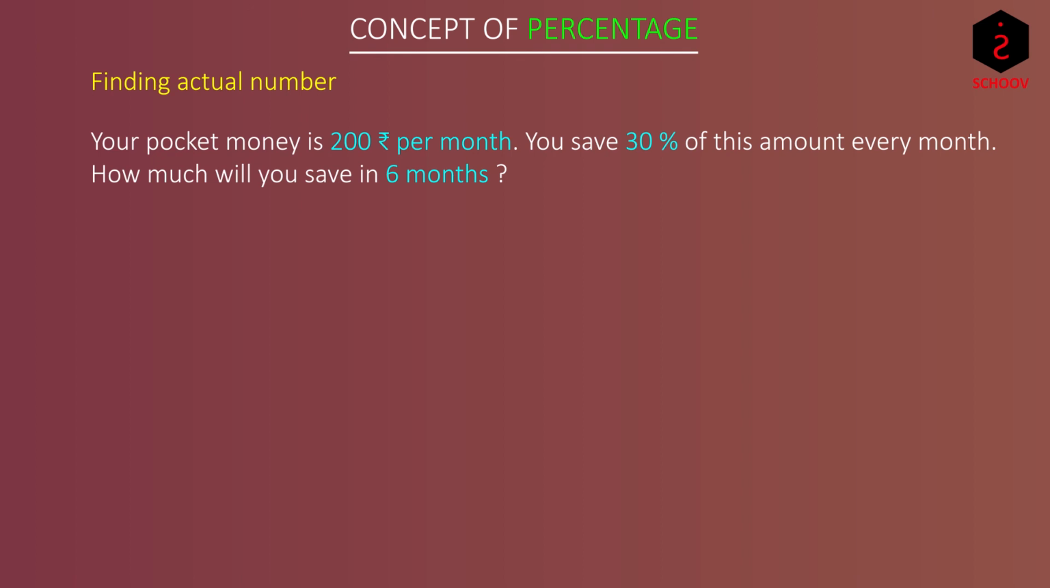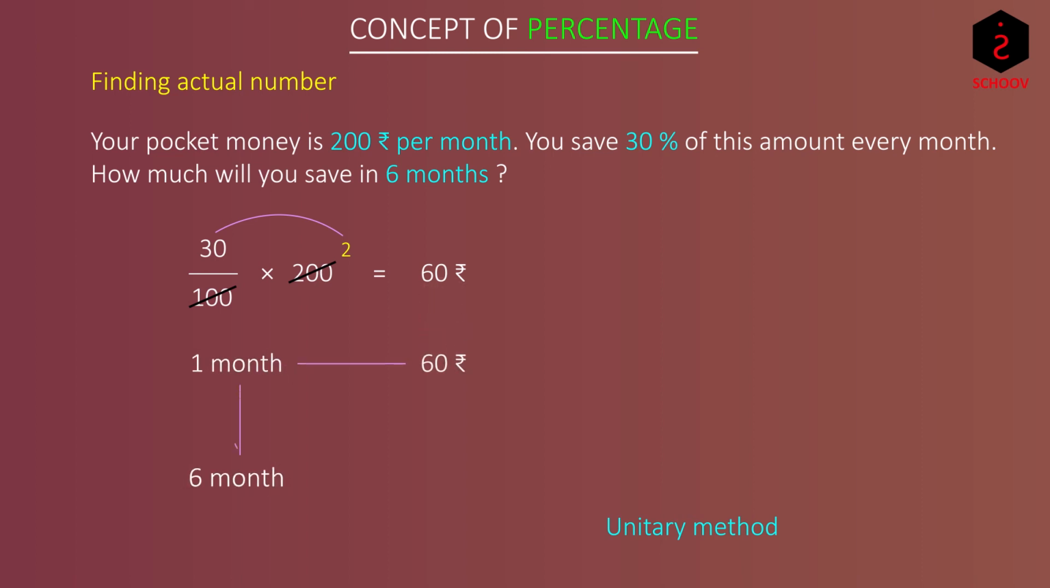Convert percentage into fraction. 30 upon 100 into total 200. So, 100 cancels 200. 2. 30 into 2, 60. So you save 60 rupees every month. Now unitary method again. In 1 month, 60 rupees. In 6 months, more. Multiply. 6 into 60, 360 rupees.